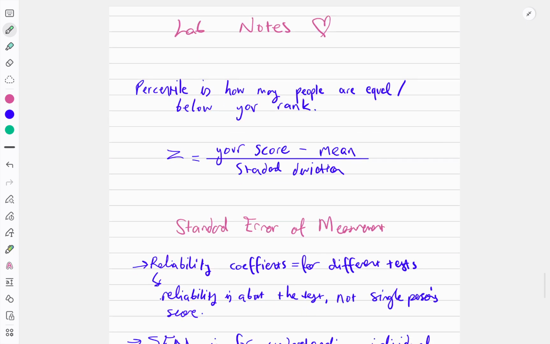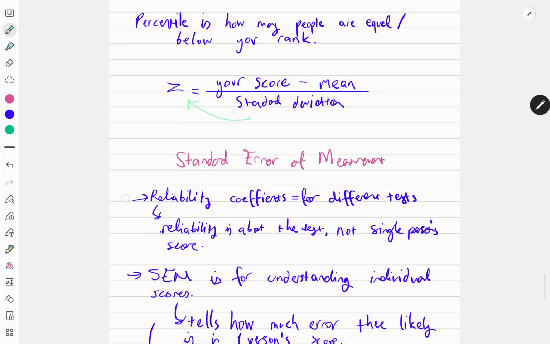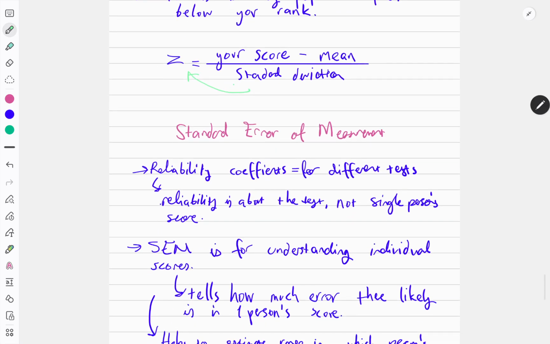So percentile is how many people are equal or below your rank. This score is calculated based on your score minus the mean, divided by the standard deviation, and this gives you your z-score. And standard error of measurement is about specific scores in a test.